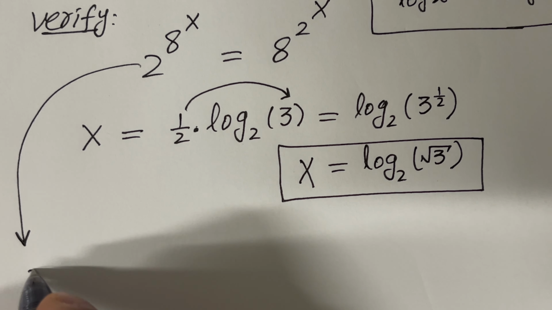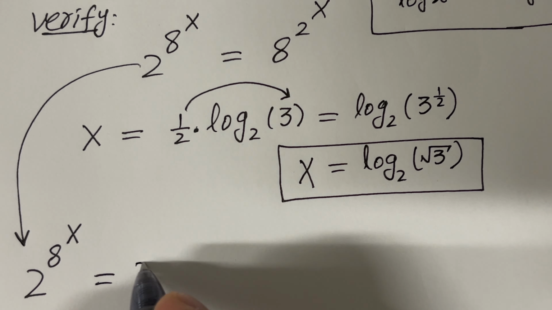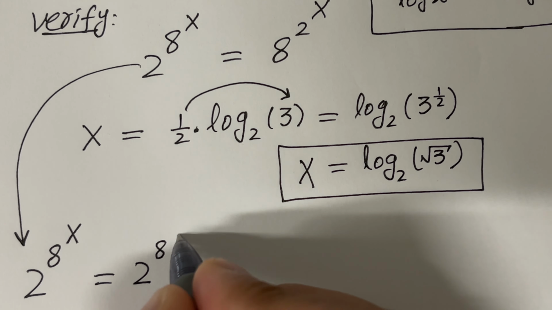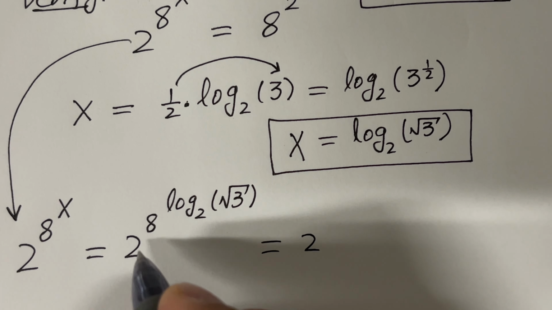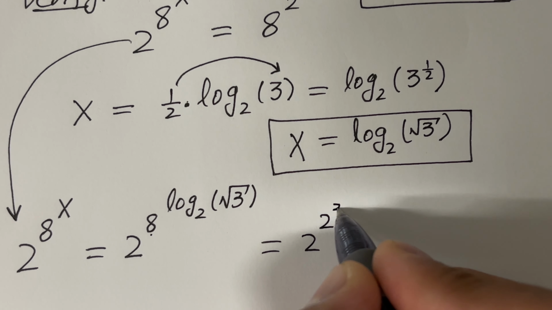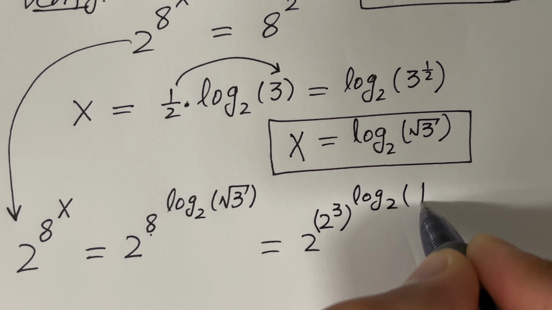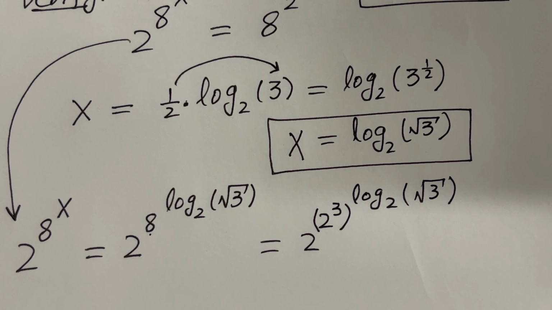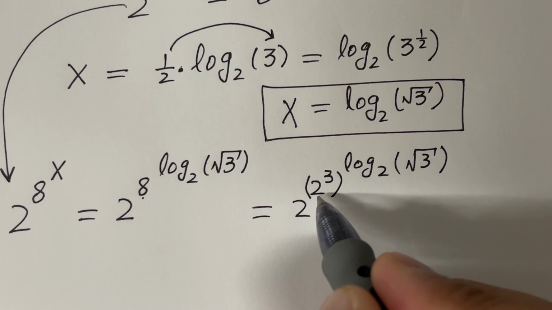The left hand side is 2 raised to the power 8 raised to the power x. So that is 2 raised to the power 8 raised to the power x, where x is log base 2 of square root of 3, right? And then this is equal to 2 raised to the power 8, which can be written as 2 raised to the power 3, and raised to the power log base 2 of square root of 3. So let's simplify this, guys.